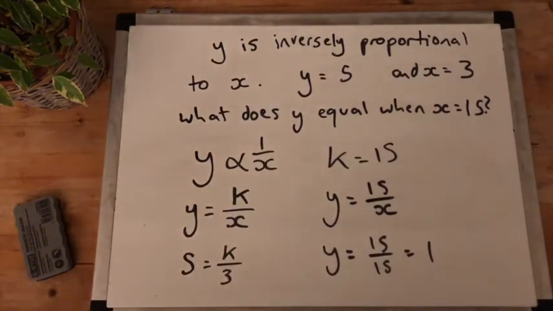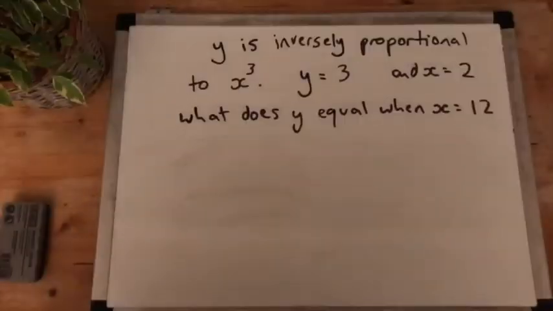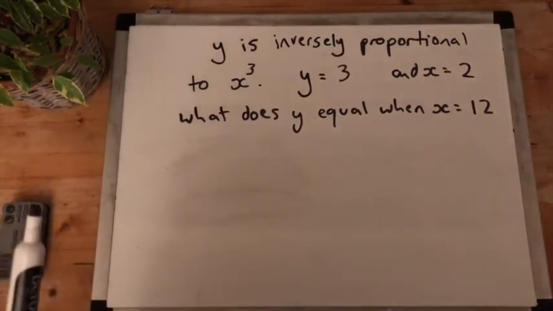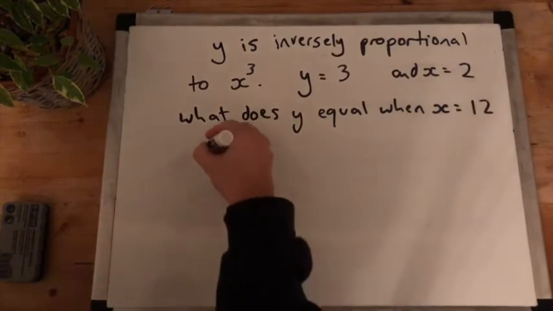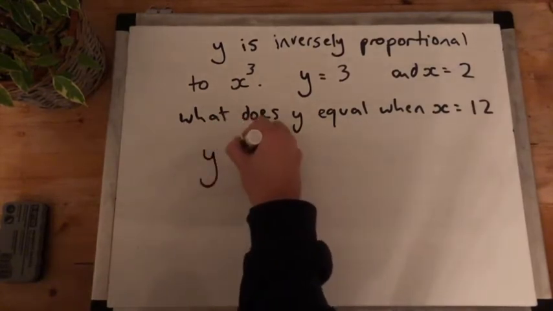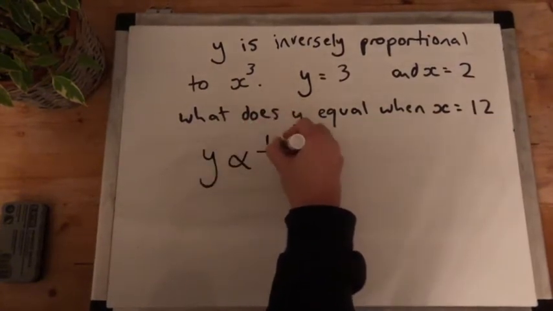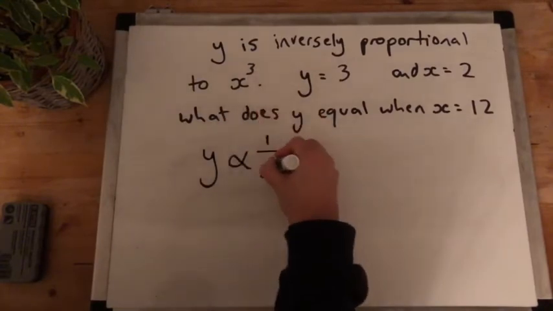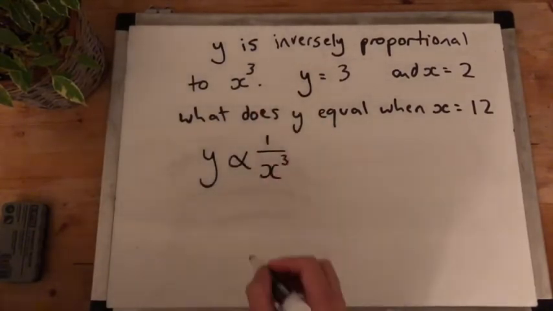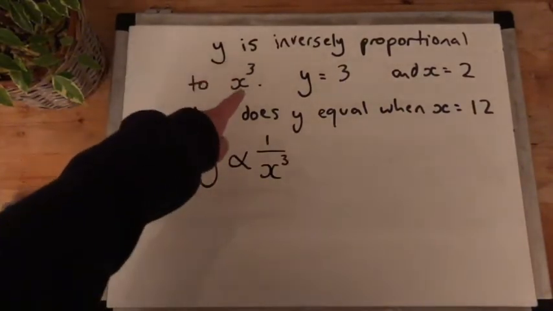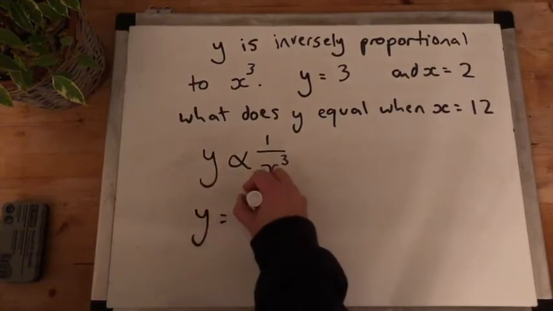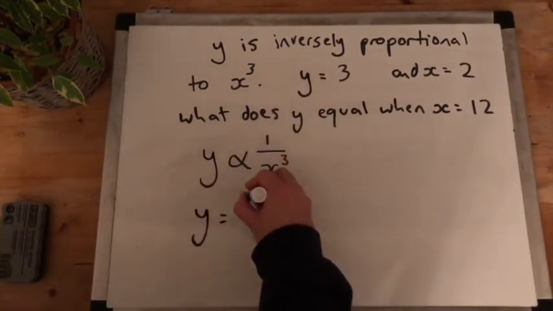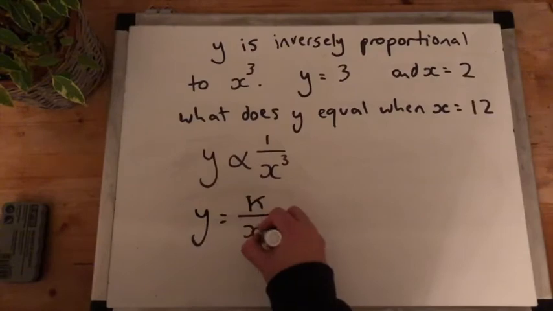Let's do one more slightly trickier example now. Y is inversely proportional to x cubed. Y equals 3 and x equals 2. What does y equal when x equals 12? Y is inversely proportional to x cubed. So y is proportional to 1 over, it says x cubed. So we're going to write down x cubed. Normally it's x, but here it says it's inversely proportional to x cubed, so we have to do x cubed. Y equals inversely proportional, so k on top x cubed.